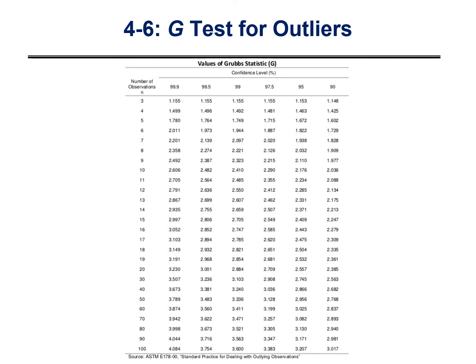Now let's figure out our GTable value. The number of observations was 12 because we're going off of the total observations including the potential outlier, and it didn't exactly say what confidence level, so we're going to assume it's 95. So 2.285 is going to be our GTable. Let's compare it to our GCalc.